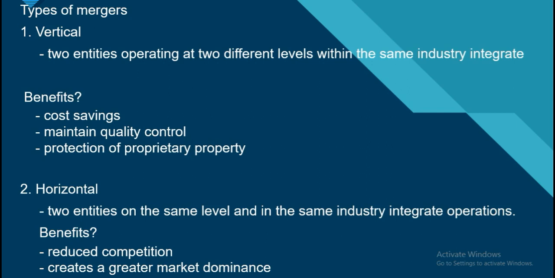So they are engaged in two different levels in the production process. The benefits of merging are quite astronomical. They are quite far-reaching. So we have cost savings, for instance, because particular activities of the business can be consolidated. The typical thing that comes from a merger or acquisition is, yes, consolidation and economies of scale. They can also maintain quality control.